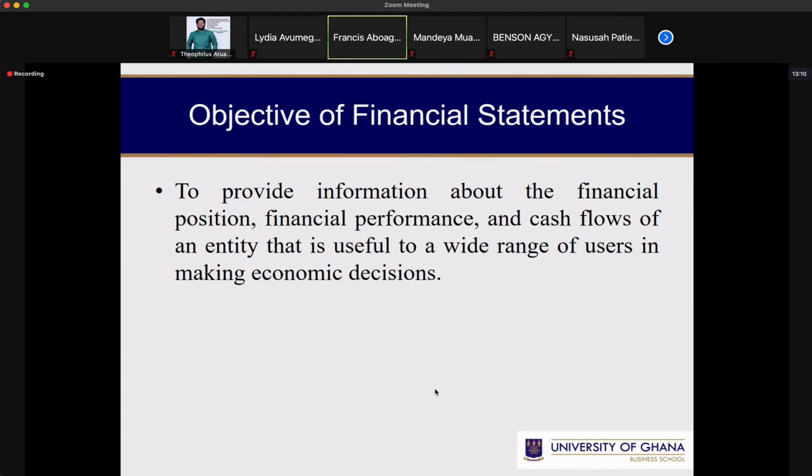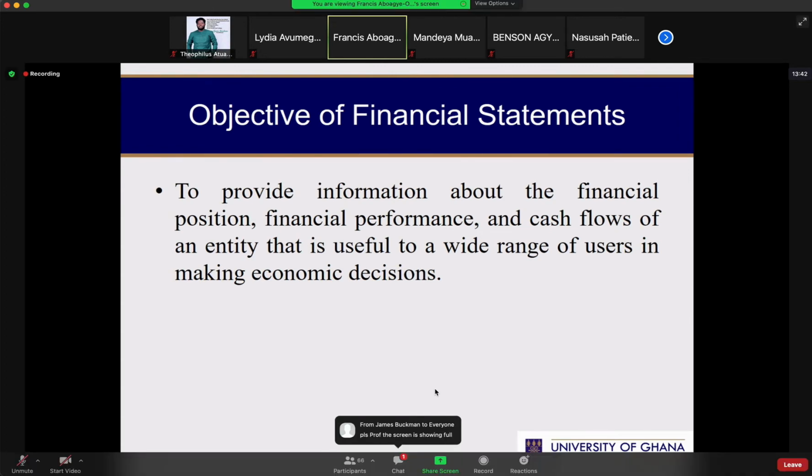But this information, i.e., the statement of financial position, the financial performance, and the cash flow, is useful for decision making by many. So we refer to this kind of financial statement as a general purpose financial statement. So the financial statement that we discuss is a general purpose financial statement. Why do we have to say that it's a general purpose financial statement? Why is it a general purpose financial statement?